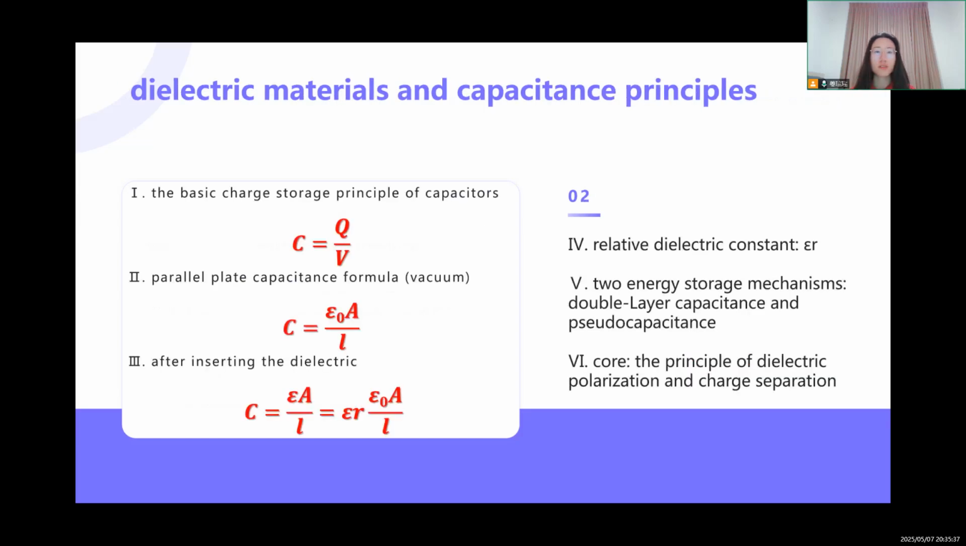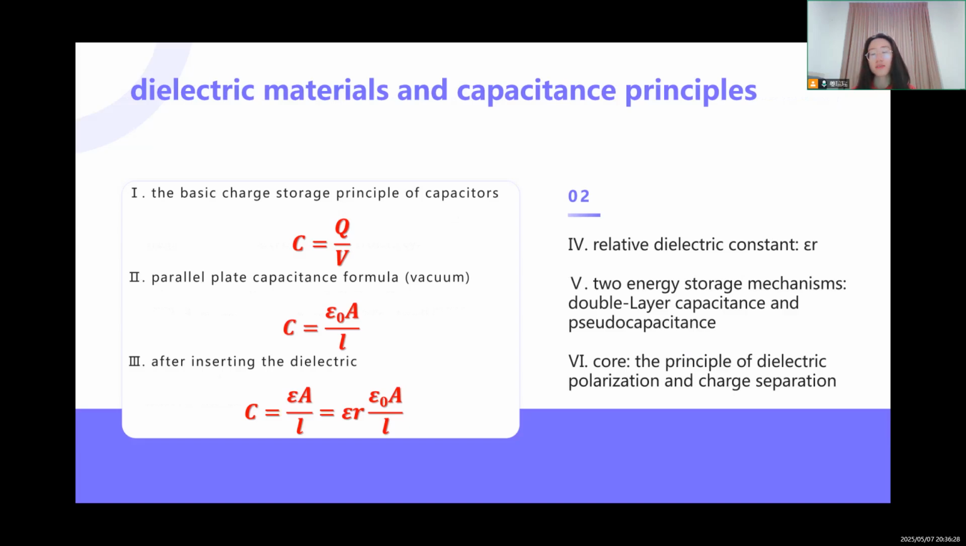Next, I will introduce the dielectric materials and capacitance principles. We can see the left part. There are three different formulas. First is the basic charge storage principle of capacitors: C equals Q over V. And then is the parallel-plate capacitance formula in vacuum: C equals epsilon naught A over L. Next is after inserting the dielectric: C equals epsilon A over L, equal to epsilon times rho plus epsilon naught times H over L.